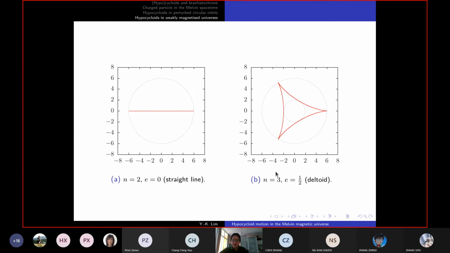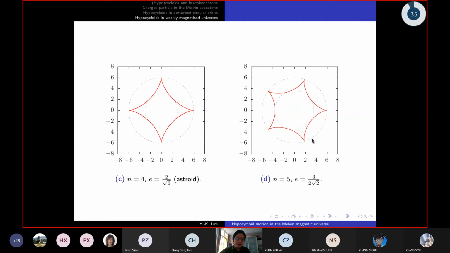If I want n equals 3, I put this into the equation. The charge that you need turns out to be half. If I put a particle of charge half into the simulation and run the code, I do get the shape of the deltoid. Then n equals 4, I get the asteroid. This is the charge that you need. If I put in n equals 5, it will give me this charge, and if I run the code, I will get this shape. I don't believe this has a special name. It's up to the asteroid only.